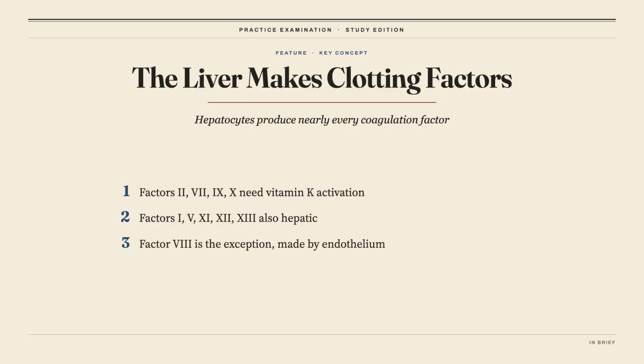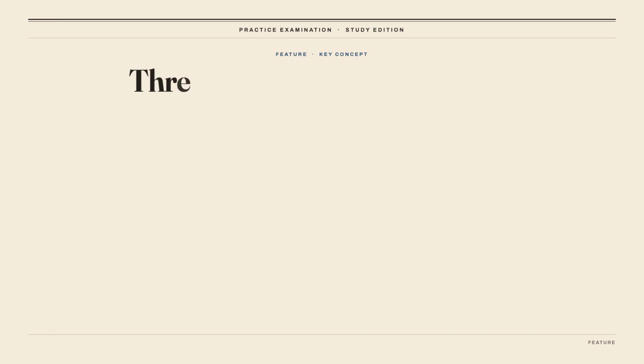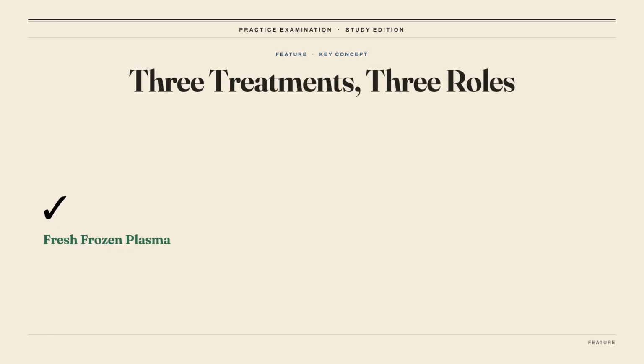Factor 8 is the exception, made by endothelial cells, which is why it can help distinguish liver failure from DIC. When hepatocytes die, factor production simply stops. Fresh frozen plasma works within minutes because it supplies finished clotting factors directly, restoring hemostatic capacity without asking the liver to do anything. Vitamin K only helps hepatocytes finish activating factors 2, 7, 9, and 10, so it is useless if those hepatocytes are already dead.